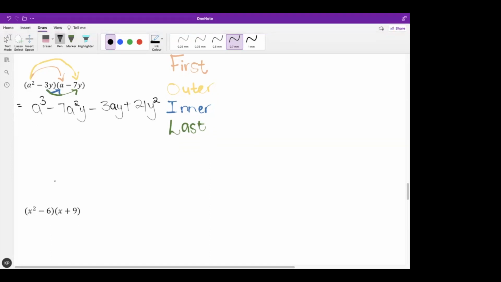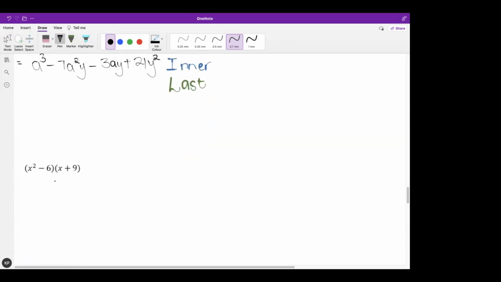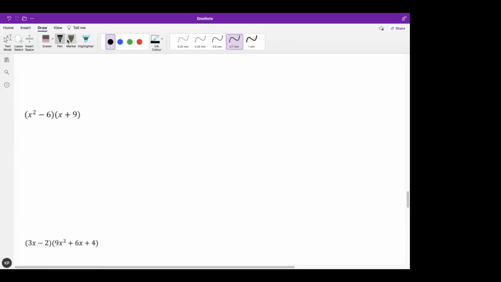All right, let's go to the next one. Then I have a little bit of a challenge for us before we do division. Let's do the next one. Once again, first, we say it is the first term. So that would be x and x squared. What's x times x squared? X cubed, that's true. So I have x cubed.